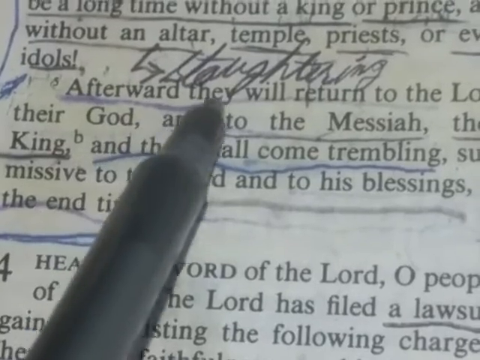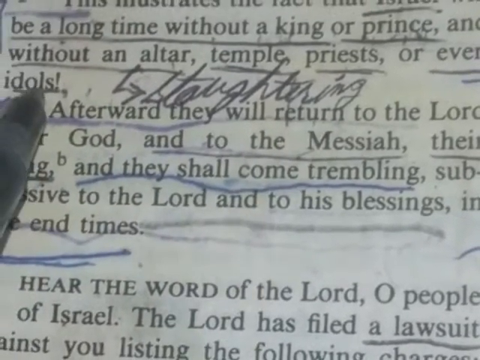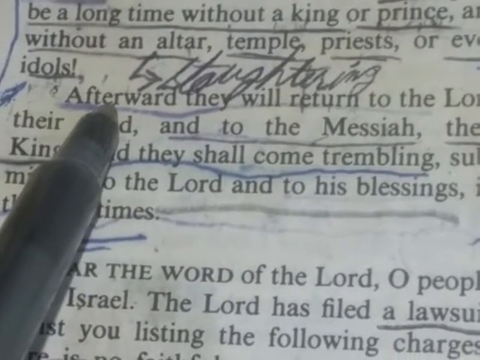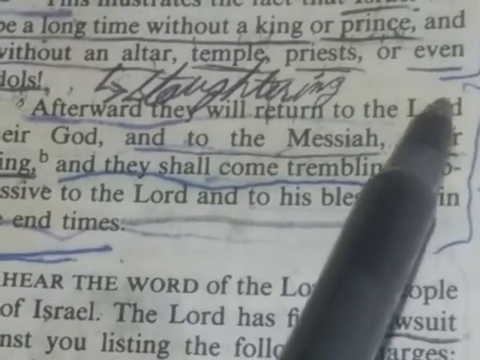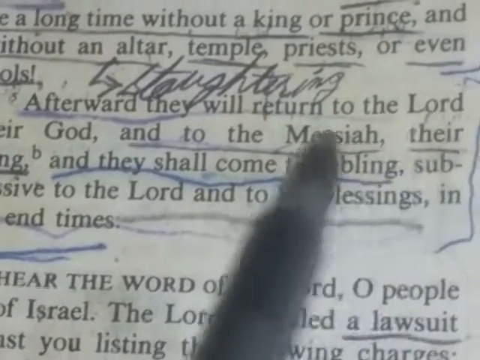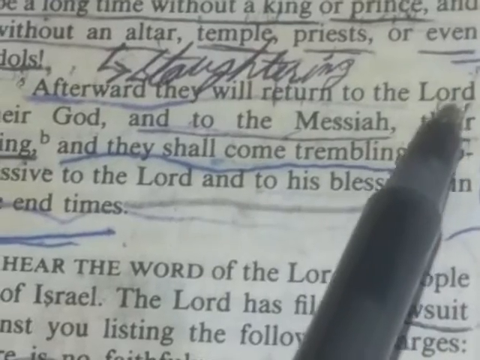It said afterward they will return. That's why Yah punishes, because of idolatry. It said afterward they will return to Yah. See, in time we return to Yah in captivity by the mind.